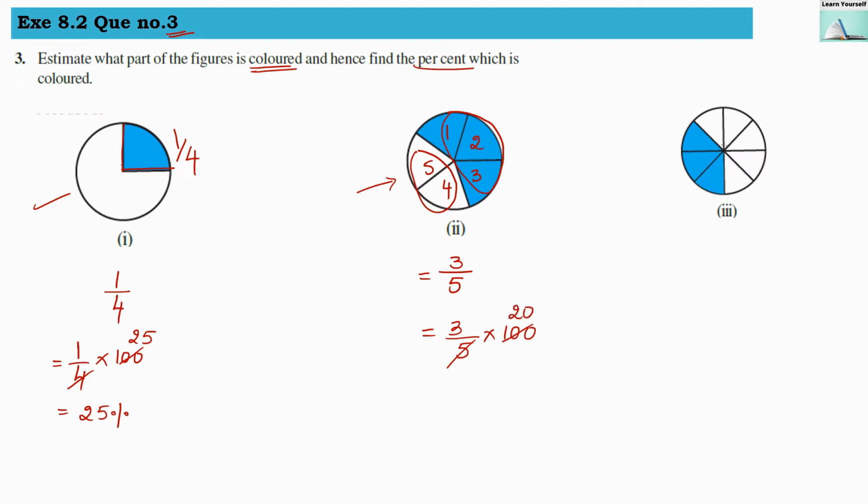20 into 5 will give us 100. So 5 20s are 100. We got here 3 into 20, so 60. So 60% will be the answer.